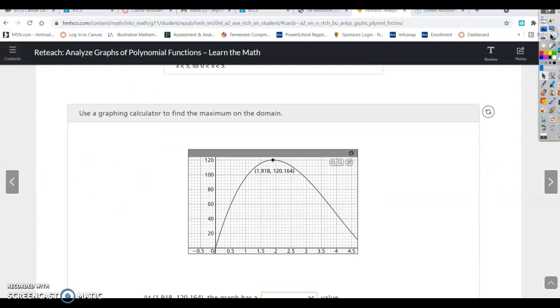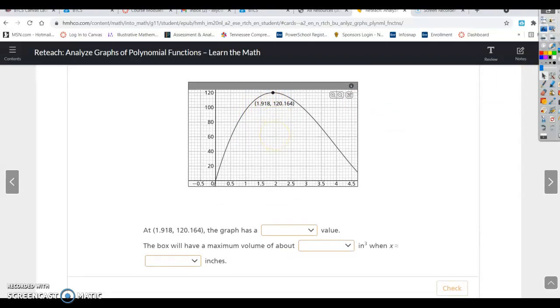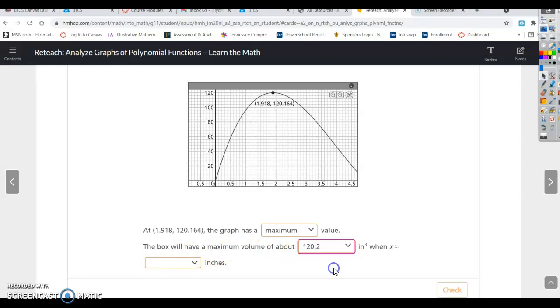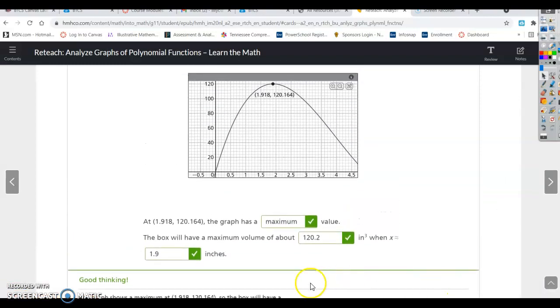All right, so if we look at, it says use a graphing calculator to find the maximum of the domain. All right, so you can see the maximum is here at 1.918 and 120.164. So it says at this point, the graph has a maximum value. The box will have a maximum volume of about 120.2 inches cubed when x is about 1.9 inches. All right, so that's just using the information we're given to locate the maximum, and these numbers come just from the vertex or the maximum value.